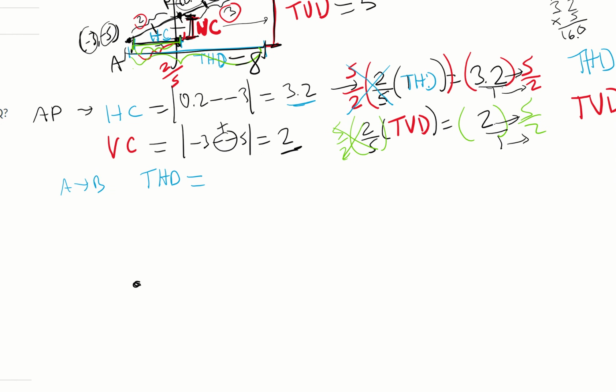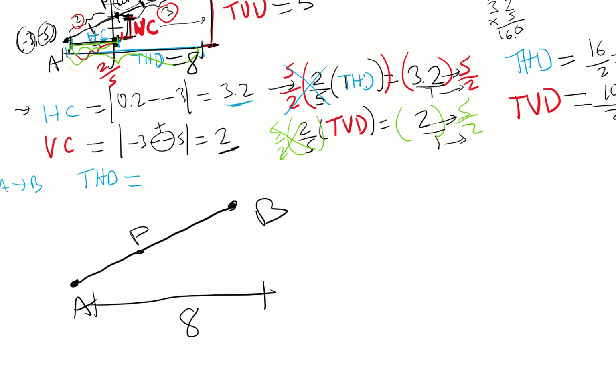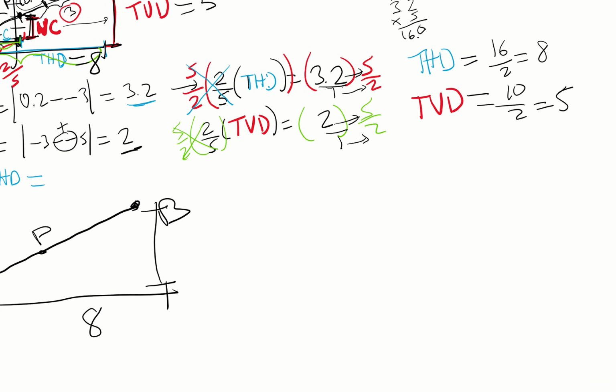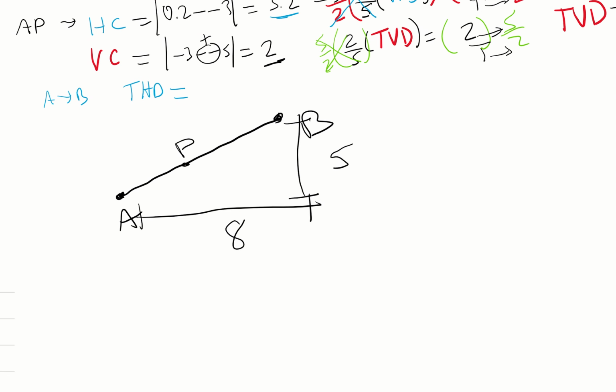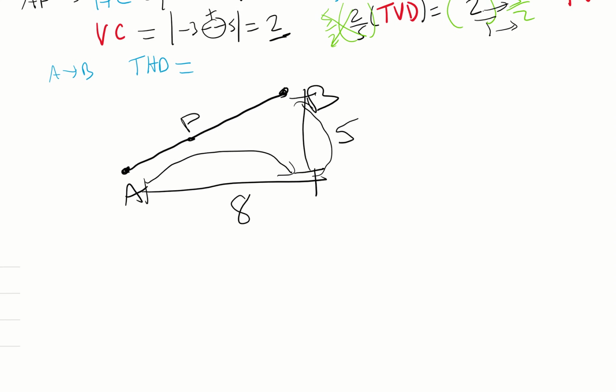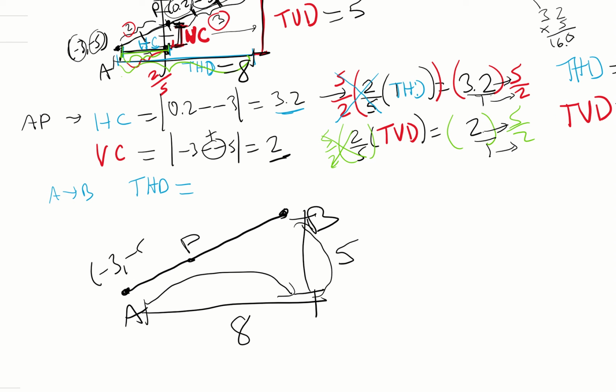So let me draw the line segment because it's very messy here. This is A, this is B, this was P. We know now that this distance is 8. We know now that this distance is 5. So that means in order to get from A to B, I need to move 8 to the right and 5 up. And so we know that A is -3, -5.